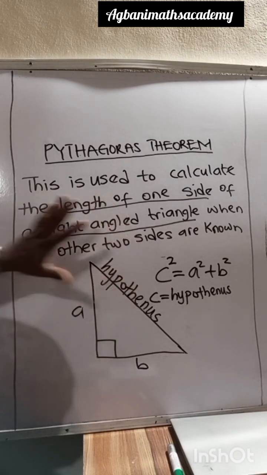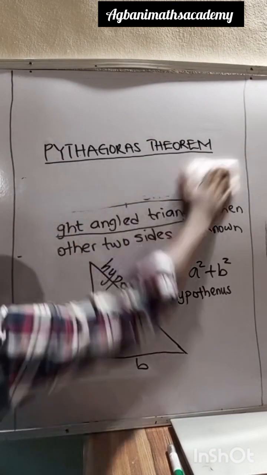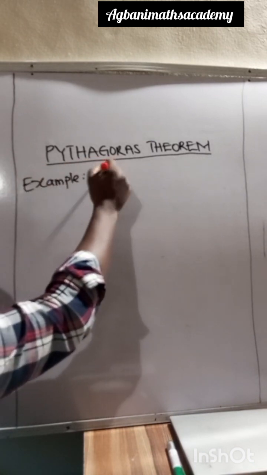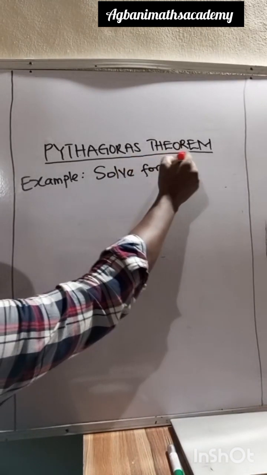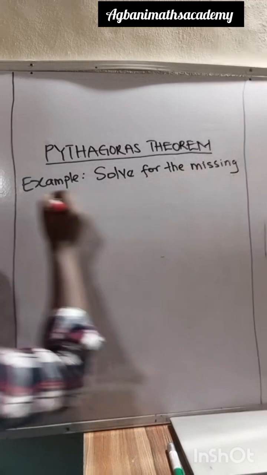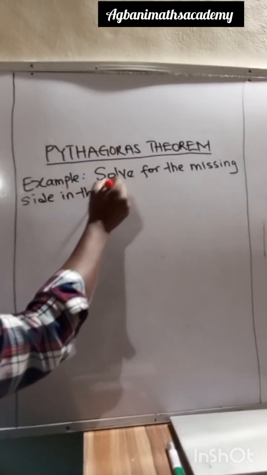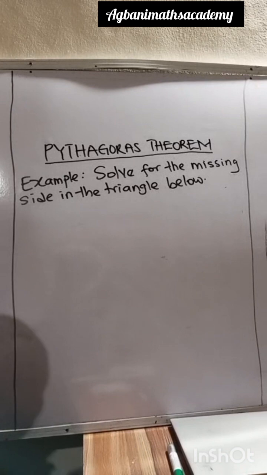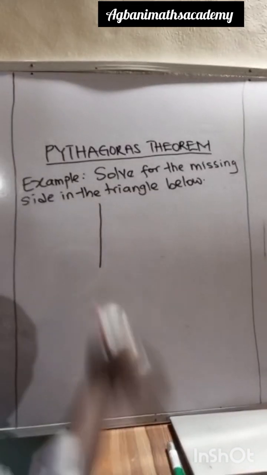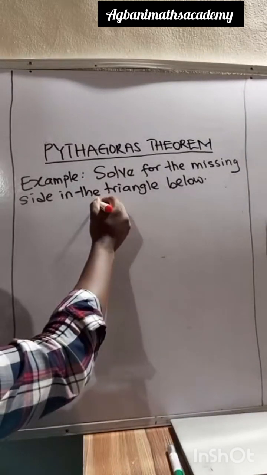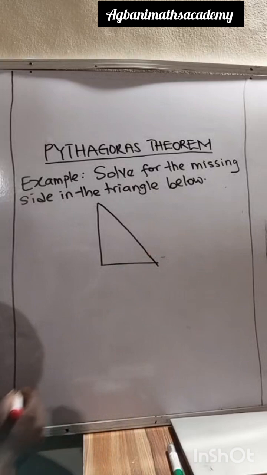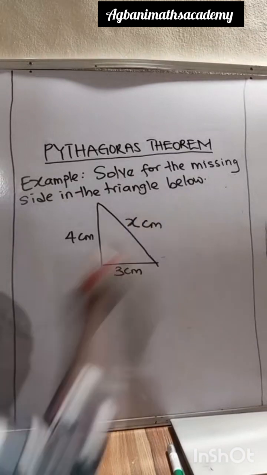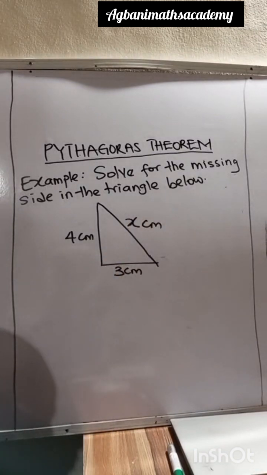So I'm going to wipe off what I've written here. Example. Solve for the missing side in the triangle below. So we're expected to solve for the missing side in the triangle below. What's the triangle? We have 4 centimeter, 3 centimeter, and x centimeter. Okay. So this particular question is a simple question.